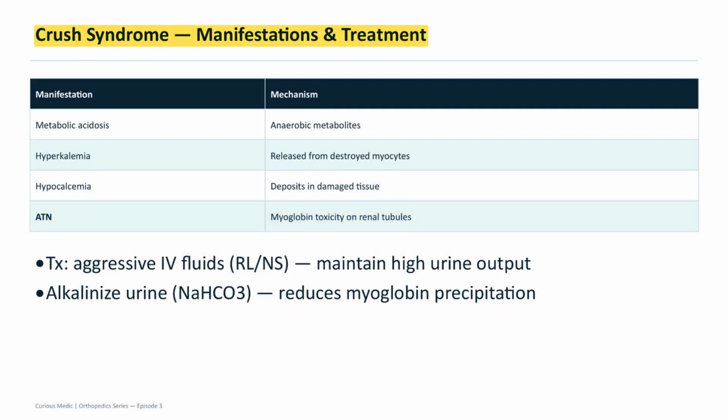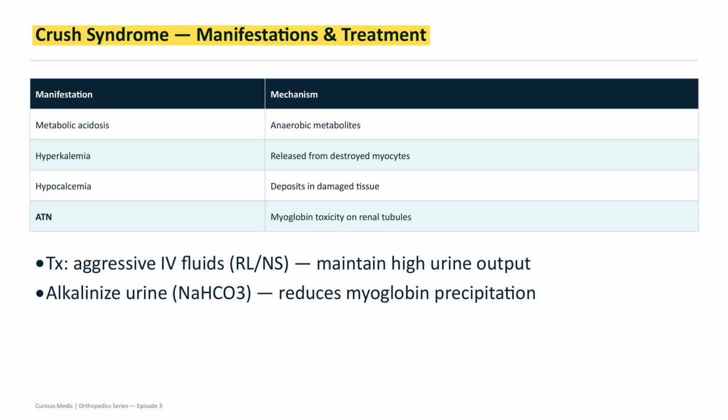Treatment is directed at one goal: flush the toxic metabolites out of the body before they cause irreversible renal damage. The two pillars of treatment are aggressive intravenous fluid therapy, using Ringer's lactate or normal saline to force a high urine output and wash the myoglobin through, and alkalinization of the urine using sodium bicarbonate. Alkalinizing the urine changes the chemical environment in the tubules and reduces myoglobin precipitation, protecting the tubular cells.